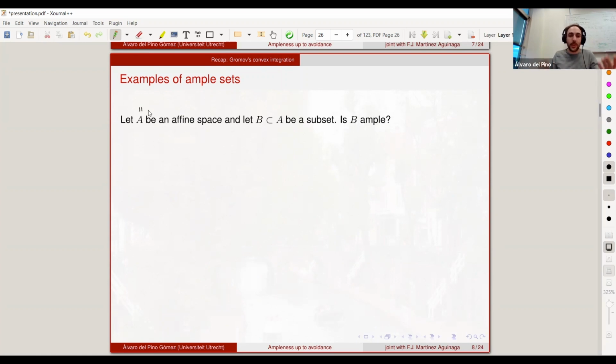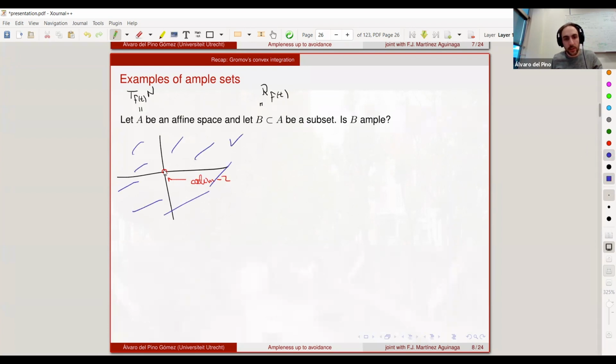So let's draw typical examples of sets that are ample. In what I was doing before, I had defined the space TFTN, which now is called A, and the role of B was played by this RFT. And typical things: here is A. Let's say I give you B as the complement of a singularity of codimension 2. Then B, the complement, is ample, right? Because what you're missing is in the convex hull of everything else.